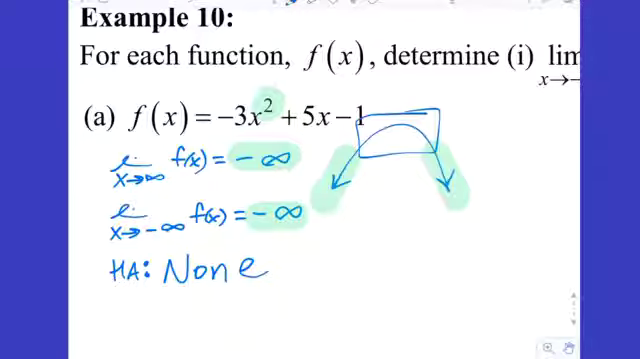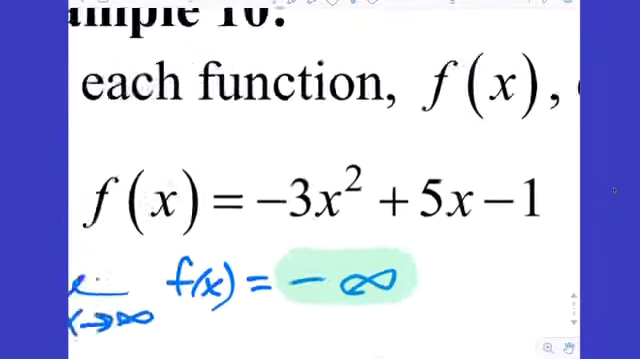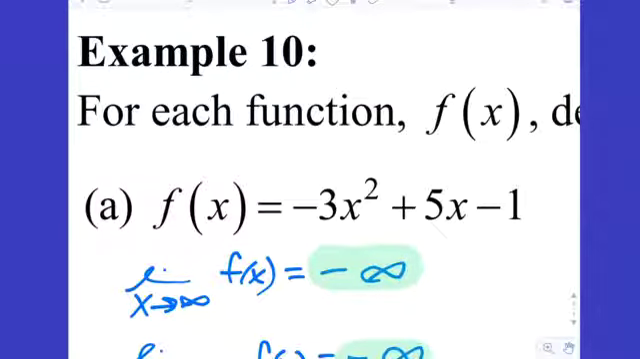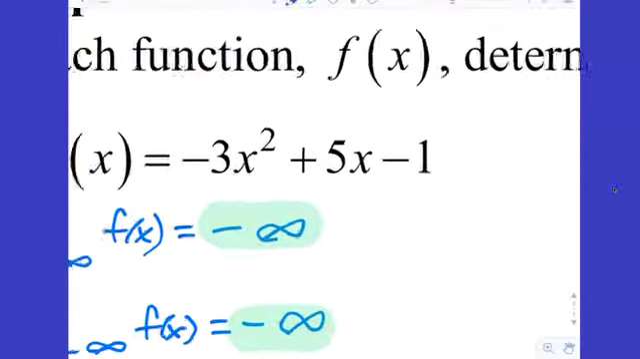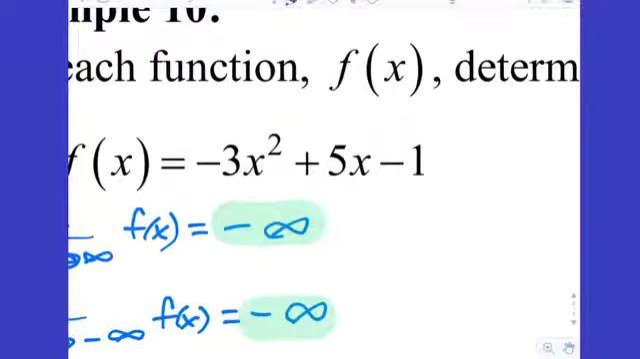Now, what if we didn't know that this was a parabola that opened down? Is there a way to come up with negative infinity without the graph? Say yes. Yes. How then? Well, I'll show you how. With infinity or negative infinity, the thing that's going to contribute to the majority of the growth for huge, unfathomably large values of x is the leading term.